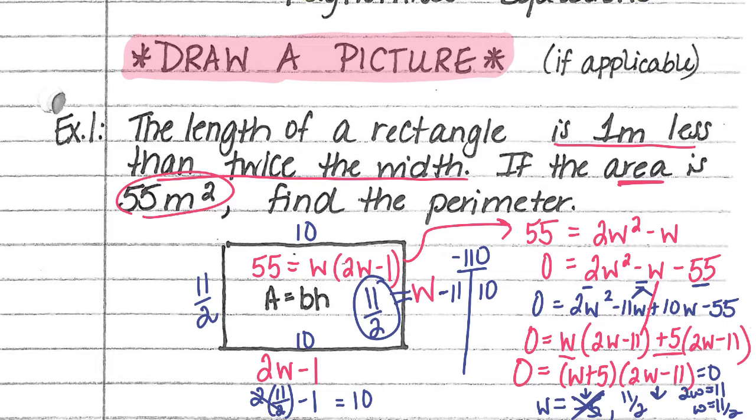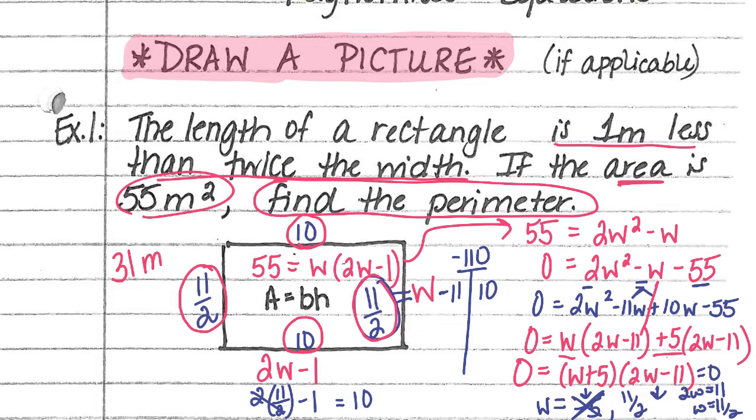And the final question says, find the perimeter. So I'm just adding 11 over 2 plus 11 over 2 is 22 over 2, which is 11. 11 plus 10 is 21, plus another 10 is 31 meters. And I know it's meters because they told me the area was meters squared.